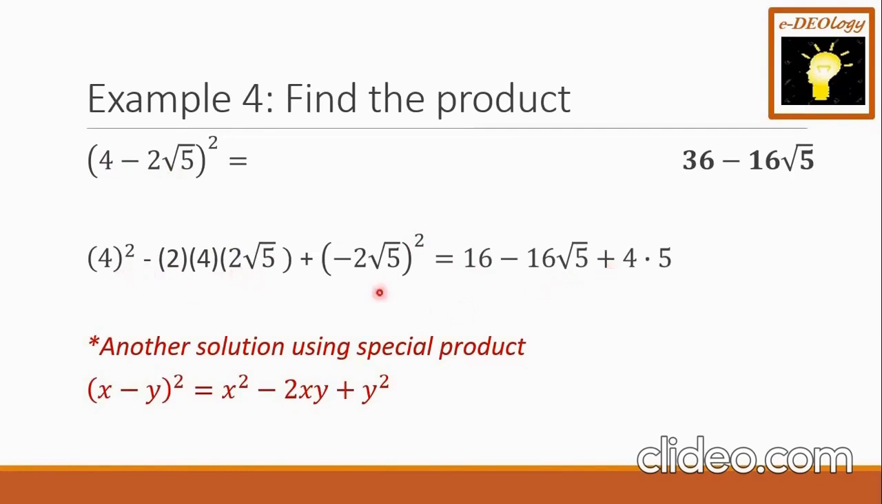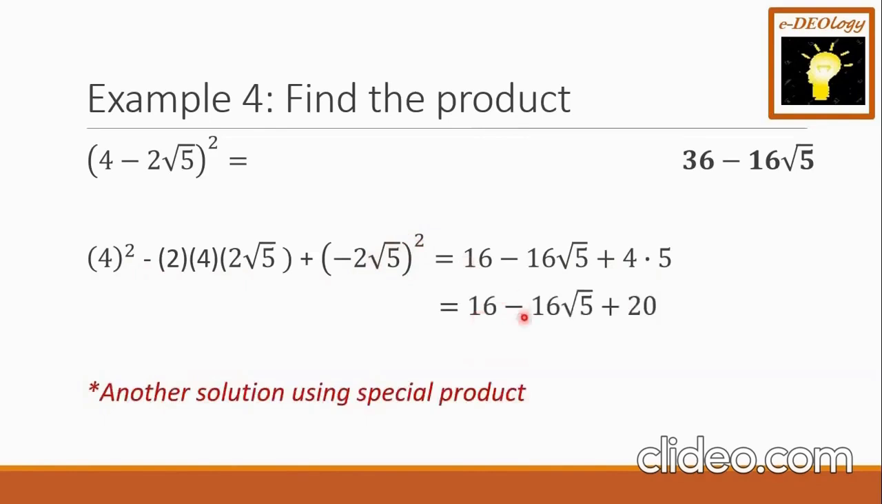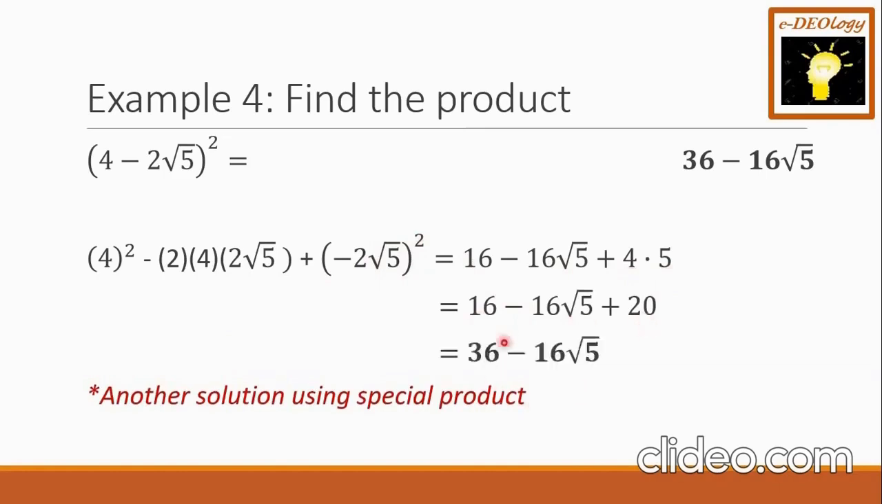And then plus, we're going to square this term because of the square, the negative sign will go away. The 2 here becomes 4, and the square root of 5 is square. The radical sign is cancelled with the power 2, so we'll have the 5 only that will come here. Then we will simplify, the 16 comes down, then minus 16 square root of 5, multiplying 4 and 5 becomes 20. Then we will combine the 16 and 20. So this answer here is the same with our answer a while ago when we solved this using the long method of multiplication.